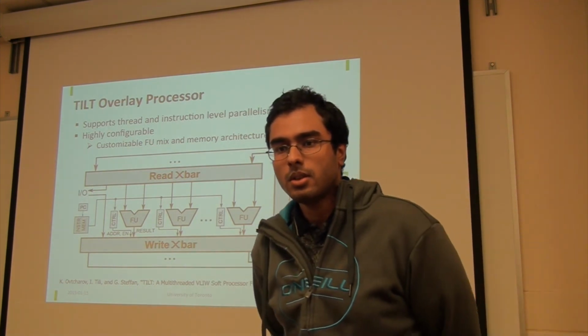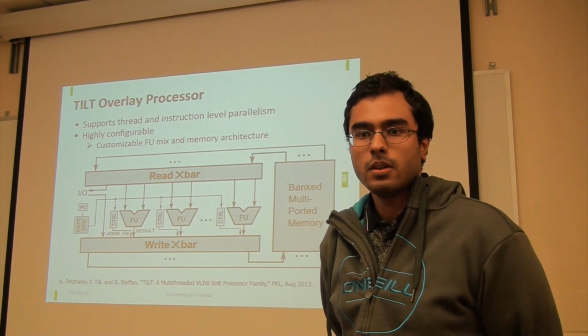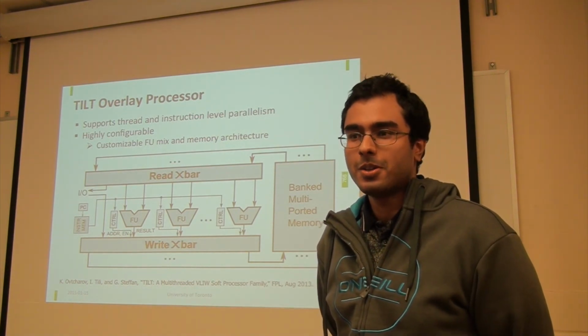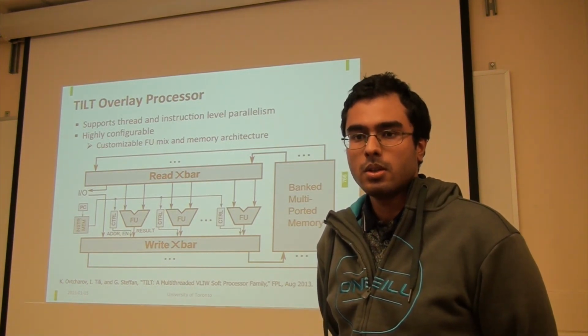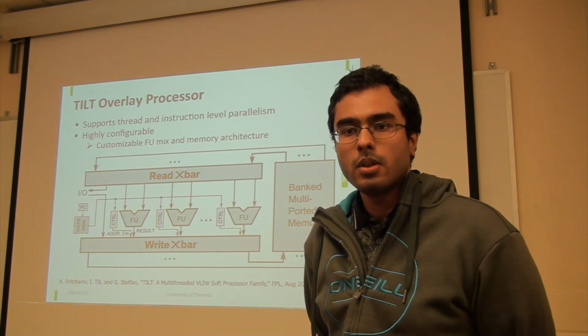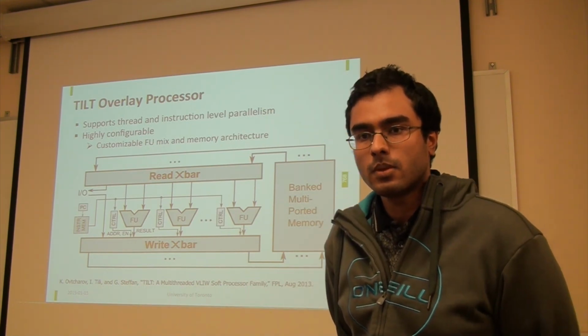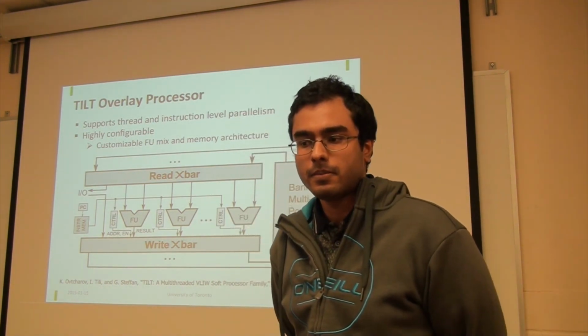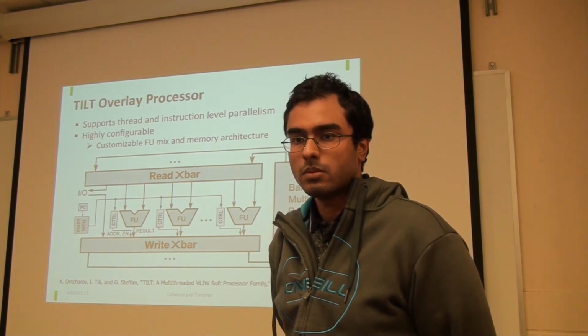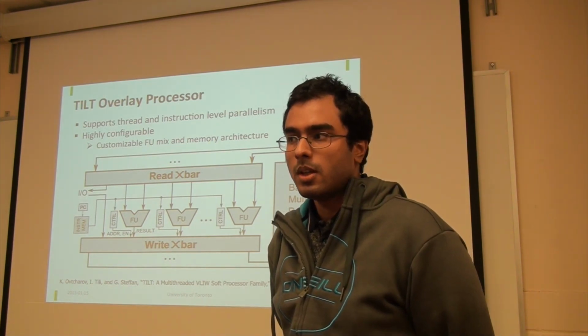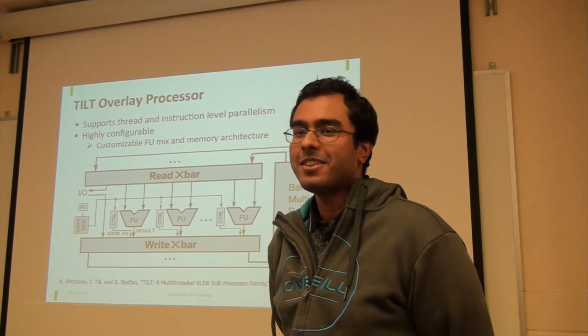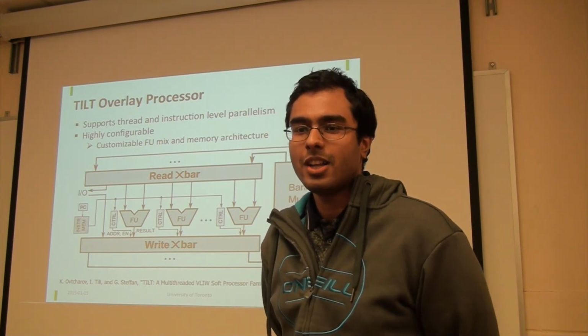So Tilt is a VLIW processor. It runs instructions on multiple FUs. Do you have a sense of what instructions per clock cycle the processor is achieving on your benchmark? I have this number as well. I can't recall it off the top of my head.